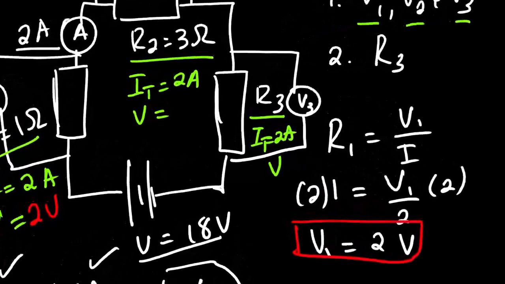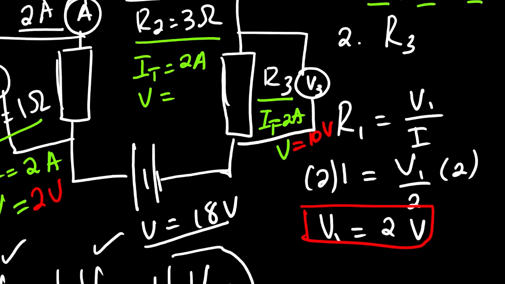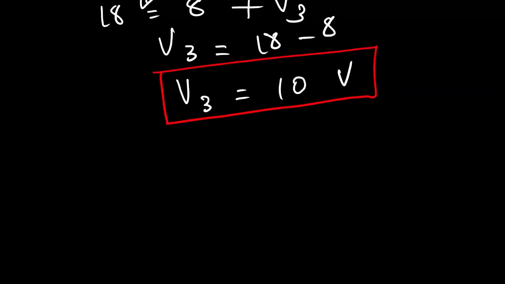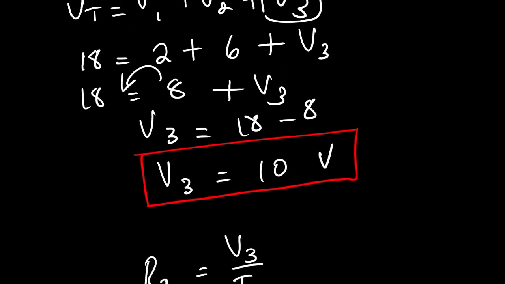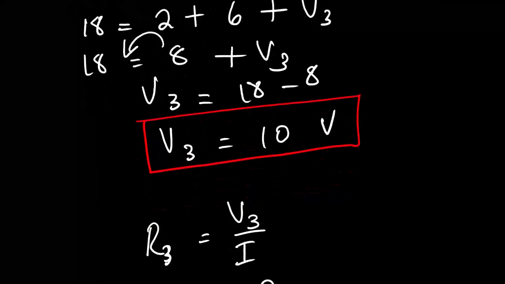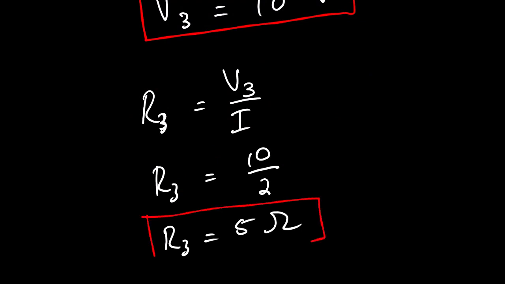Now on the resistor R3, what do we have? We have I total, or the current. We also have the voltage as 10 volts. So we can just apply Ohm's law. So R3 is equals to V3 over I. So R3 is equals to V is 10, I is 2. Let me quickly verify. Yes, we have 2. So R3 is equals to 5 ohms. We are done with this question.